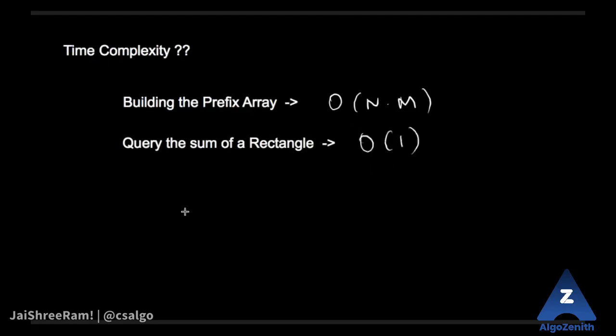Okay, so the total time complexity would be order n times m in the pre-processing, plus for every query you take 1, so that's order n times m plus q. Okay, so this will be the total complexity for this problem.